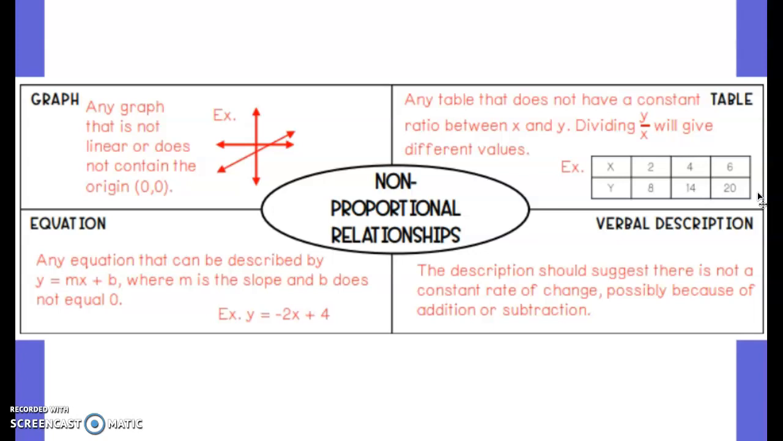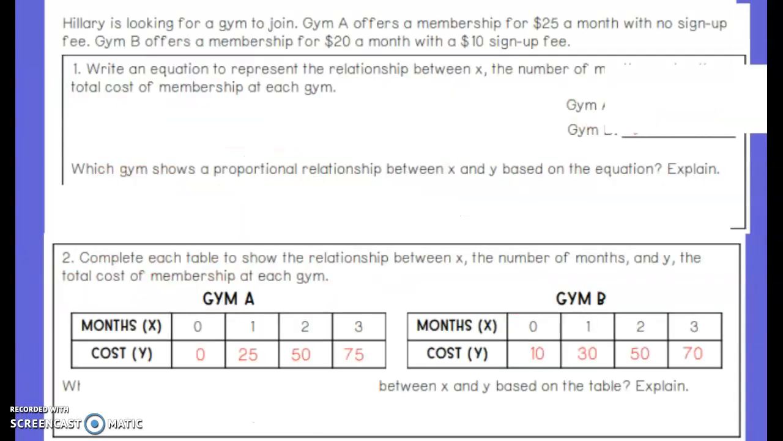In the equation, any equation that can be described by y equals mx plus b, where m is the slope and b does not equal 0. In this case, negative 2x plus 4. Since we're adding, the 4 is your y-intercept. The y-intercept is at 4, not at 0, 0. That's why it's non-proportional. For verbal description, it should suggest there is not a constant rate of change, possibly because of addition or subtraction.